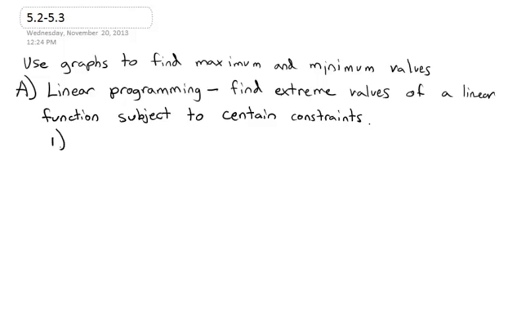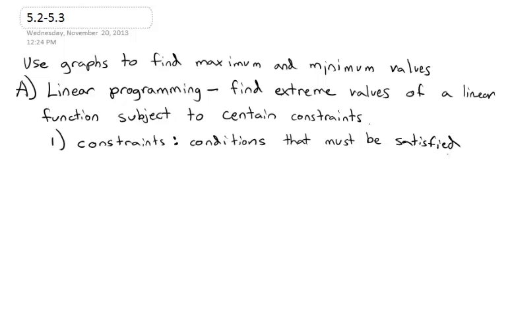So let's do a little bit of vocabulary. First, that word constraints. Those are the conditions of the problem that must be satisfied. Might say we've got a maximum of 40 hours to work on this project. That's a condition that must be satisfied.